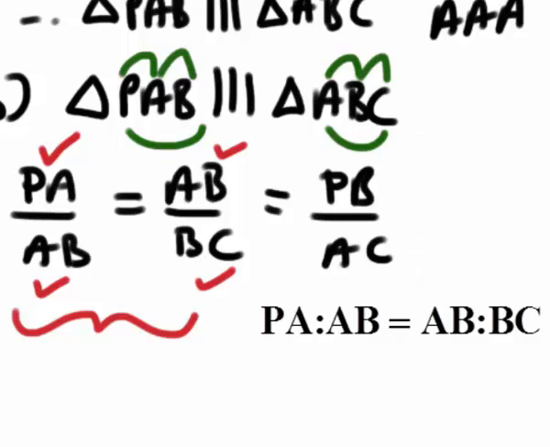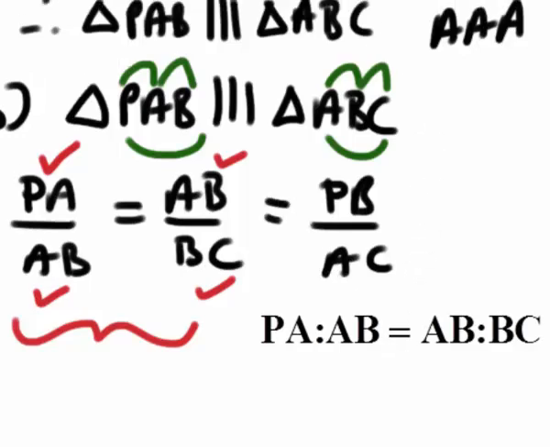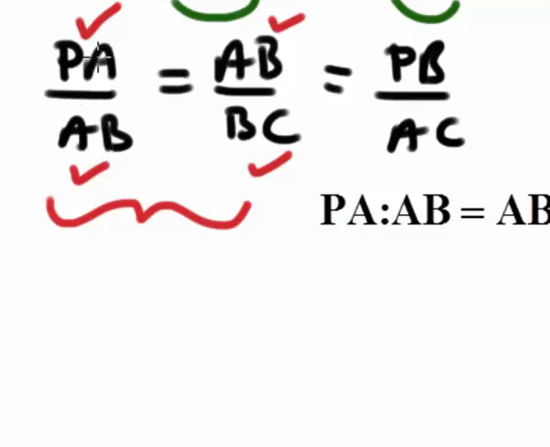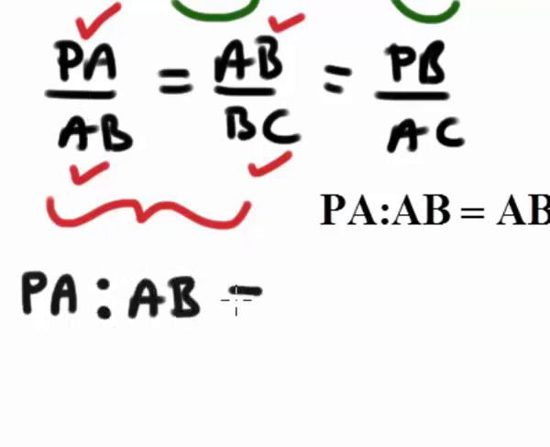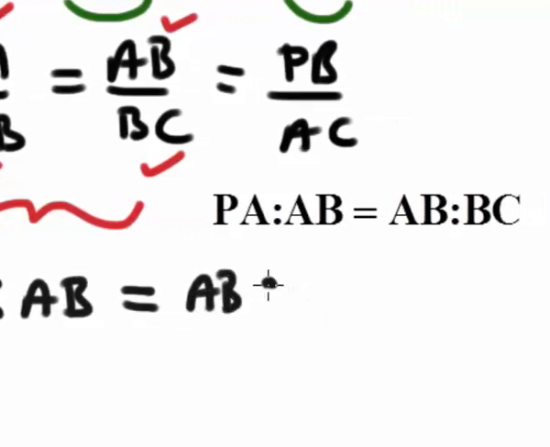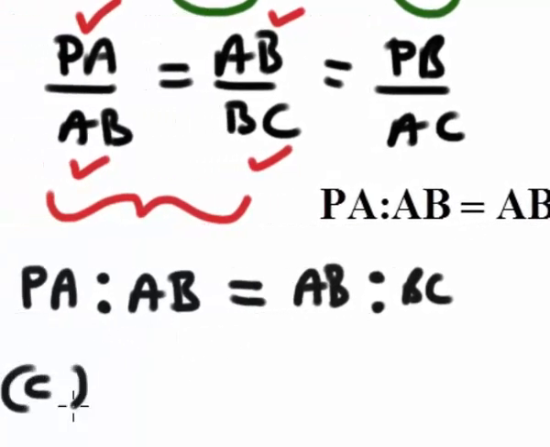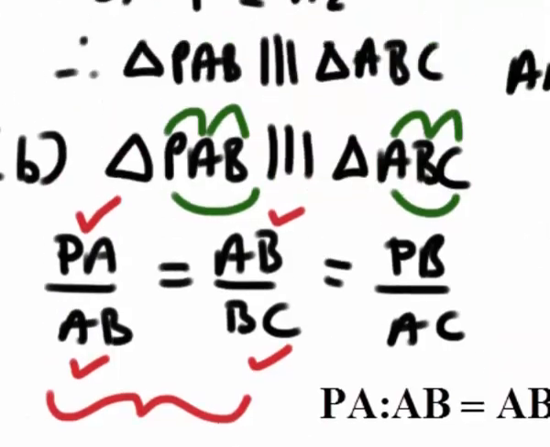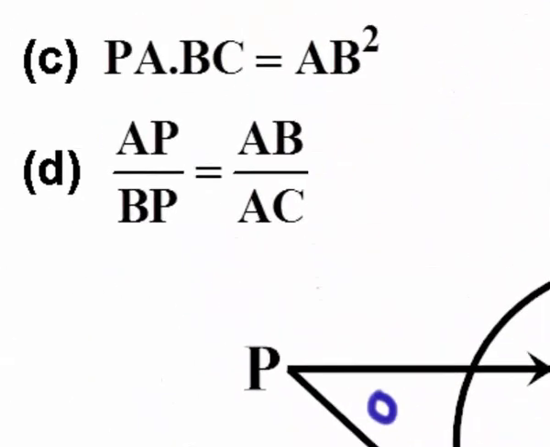Now, what you need to understand, and this is very important, when you talk about PA over AB, it's the same as saying PA colon AB. The colon and the divide mean the same, and that equals AB colon BC. It's exactly the same as the divide there. Okay, so just bear that in mind. And then number C, let's have a look at number C. I'm just going to take that down and copy it so we can have a look at what we're going to do there. Here we go.